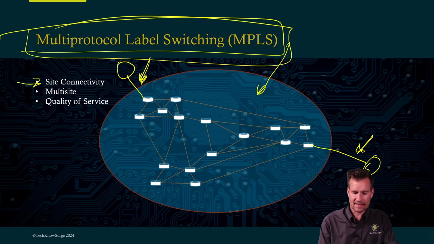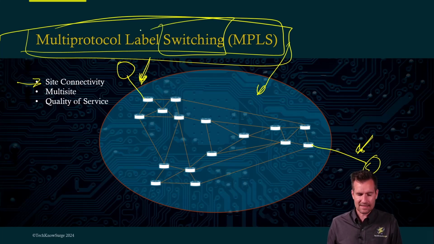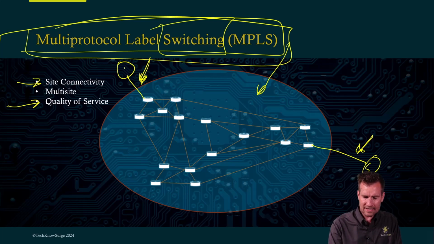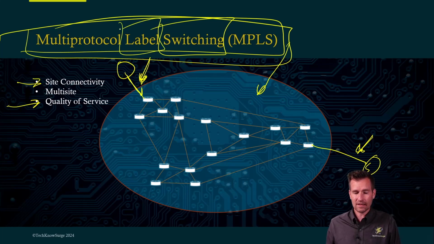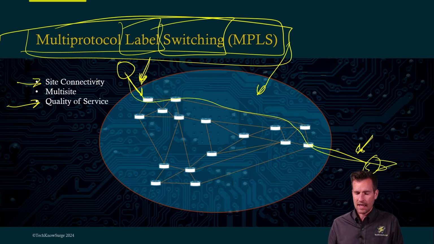It also has this switching involved with it, and since it's switching, we can have quality of service. We can tag the traffic as it comes in with a label that's specifically for voice, and it gets prioritized to the end route, and it can be much faster because of that. So we've got quality of service there.